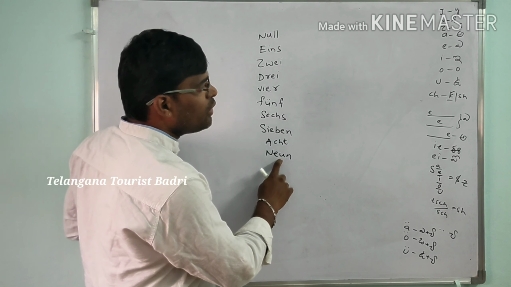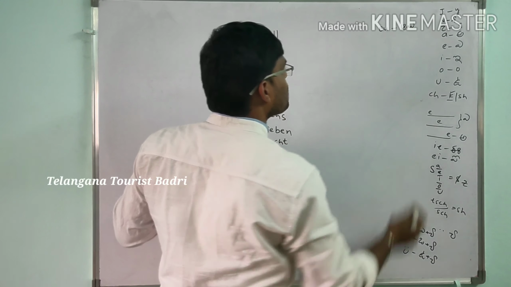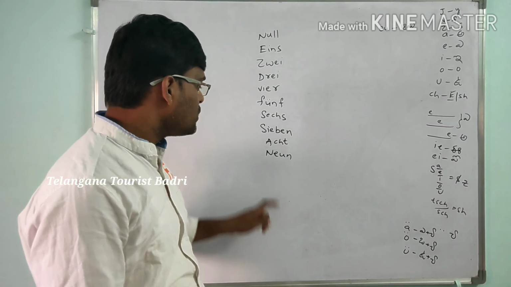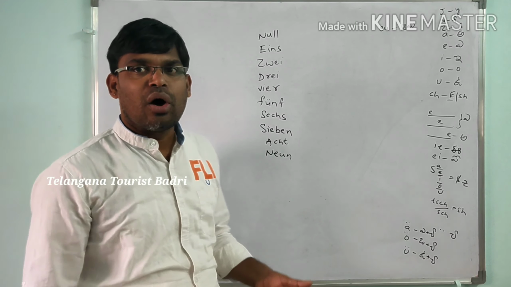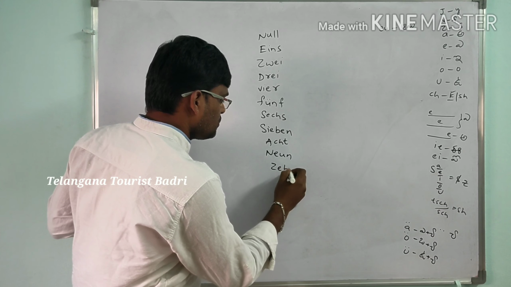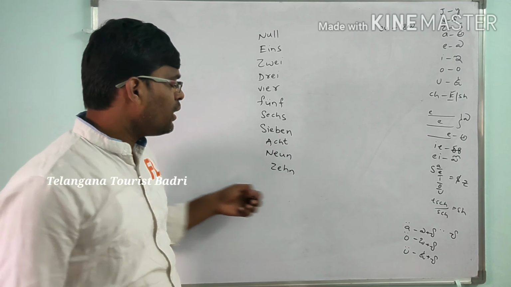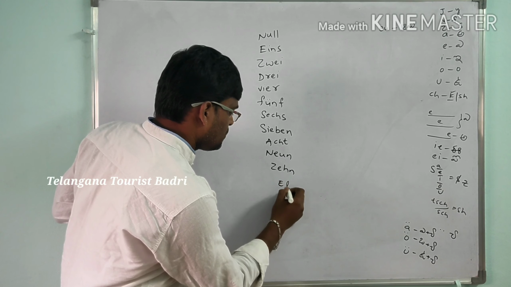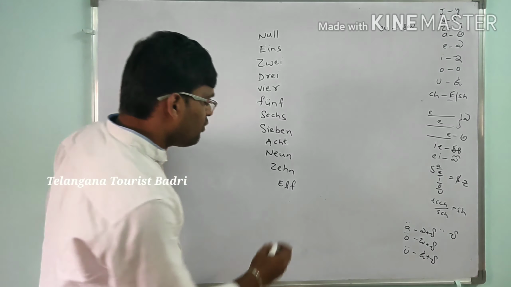So this is EU. The sound of EU is I. So na plus I, nai, plus na sound. Neun, neun. Zehn, zehn. Elf, elf.